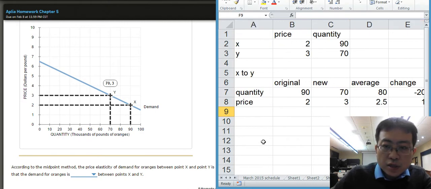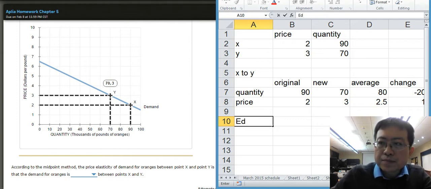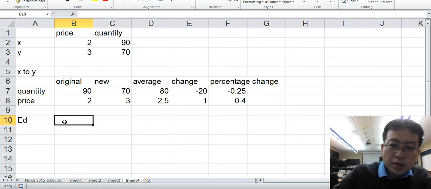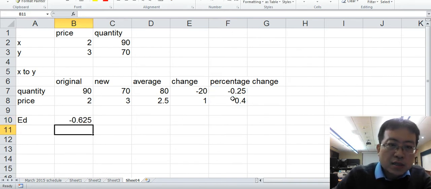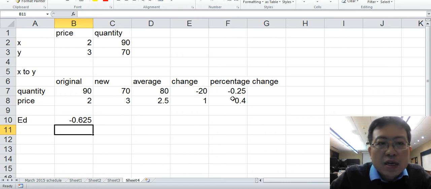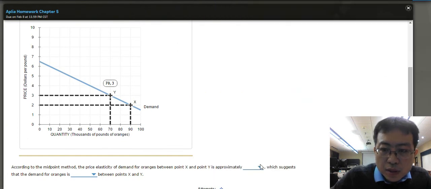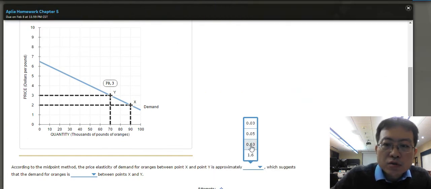And then for the last one, looking for the elasticity of demand, let's just call it ED. For elasticity of demand, we're going to use our percentage change for quantity divided by the percentage change in price. So this number divided by this number over here, the answer is going to be negative 0.625. Since elasticity of demand is only positive, we only take the absolute value, so just 0.625. So the elasticity of demand is approximately 0.63.